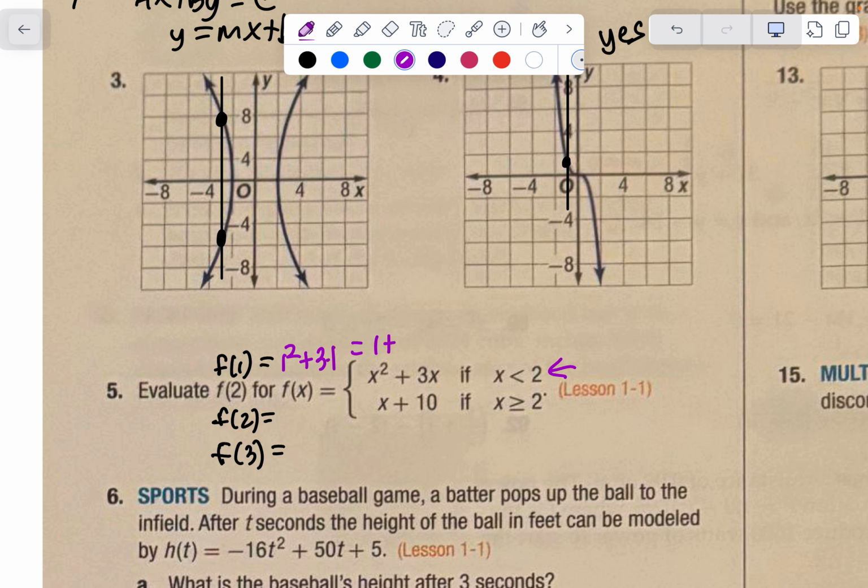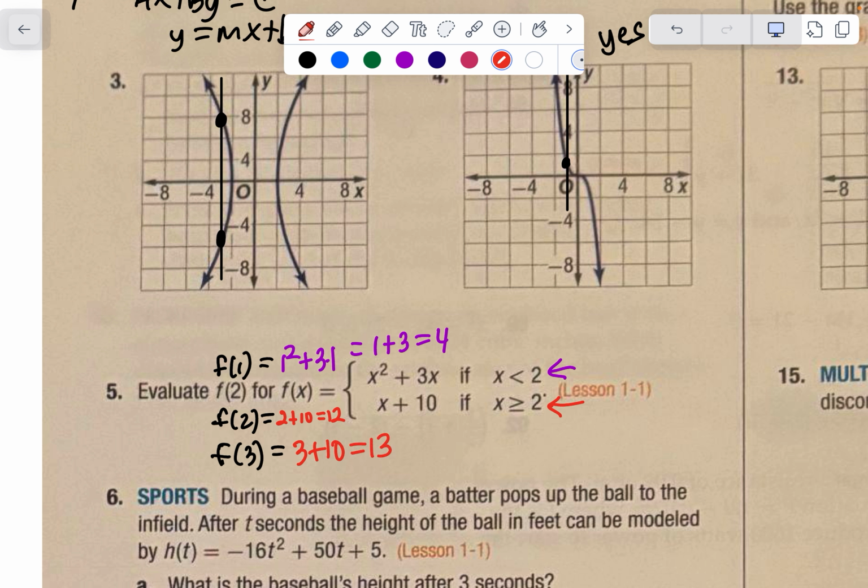Okay, so for this particular function, where do we plug it in? Well, 1 is less than 2, so we plug it into the top function. 2 is on the border, but the equal to part is there, so we plug 2 into that one. It's just 2 plus 10, or 12. 3 is greater than 2, so it goes into this one as well. So we're going to use that one more time, and that's 3 plus 10, or 13.